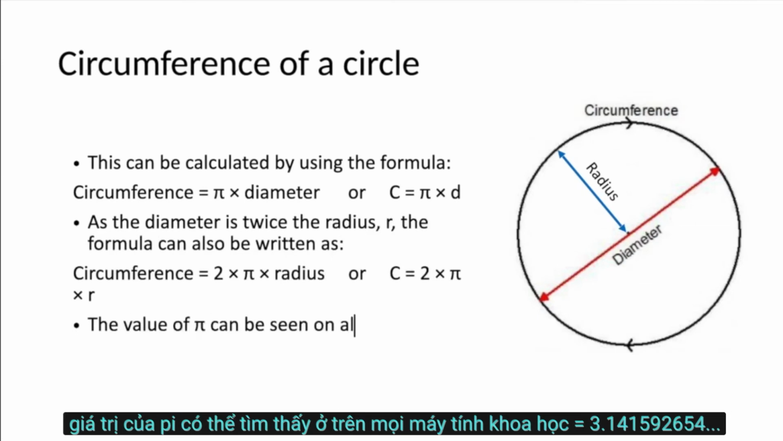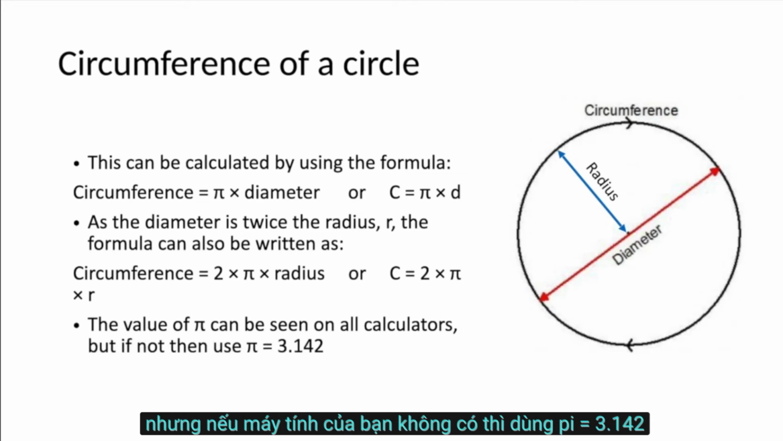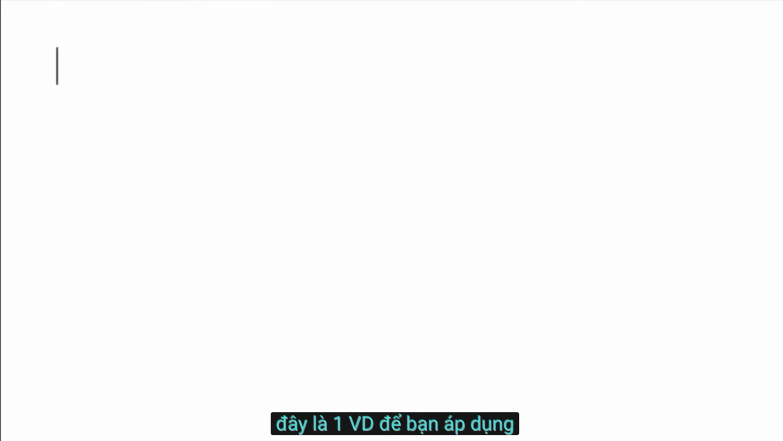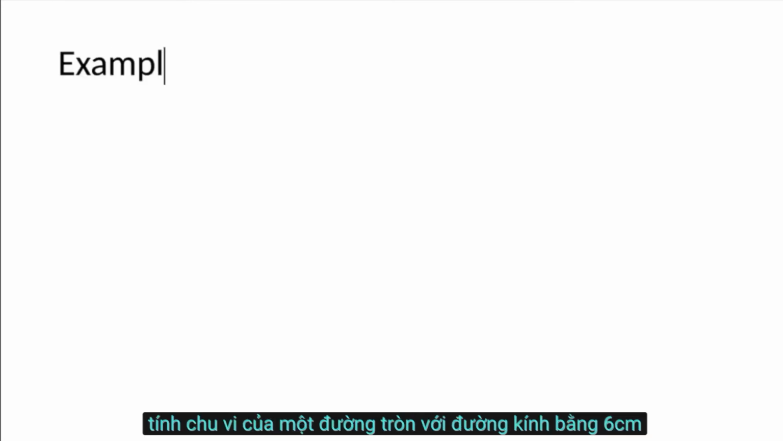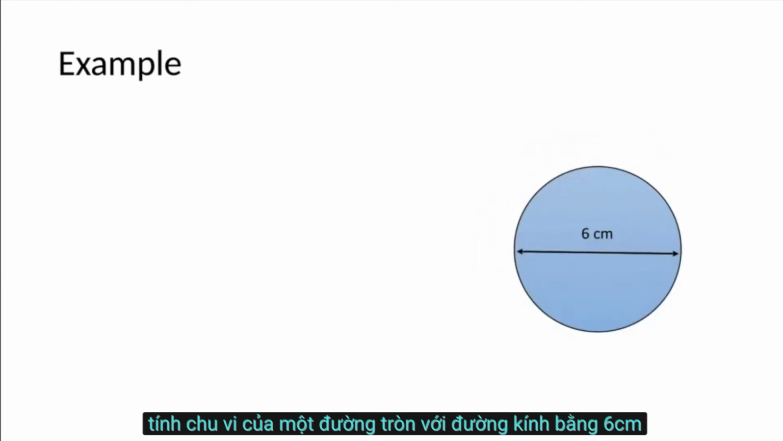The value of pi is found on all scientific calculators, with pi equals 3.141592654 etc. But if it is not on your calculator, then take pi equals 3.142. Here's an example for you to practice on. Calculate the circumference of a circle with a diameter of 6 cm.